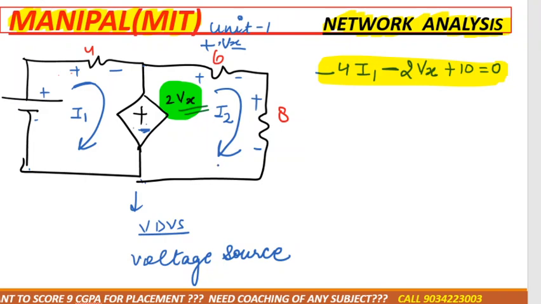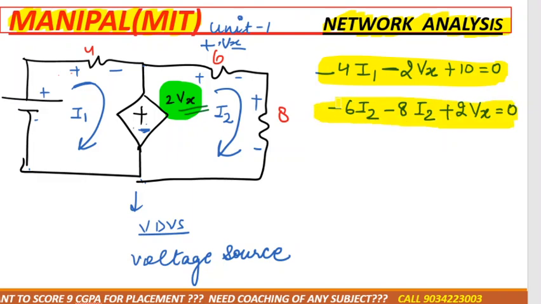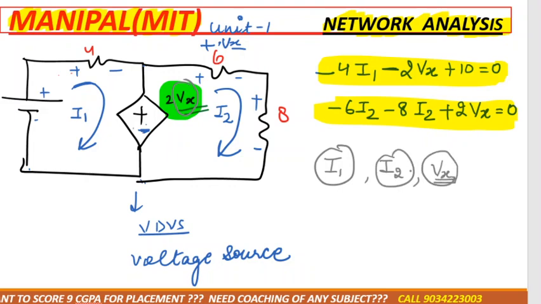Clear? Now the second mesh equation is -6I2 minus 8I2. From here if you see, second sign is positive, right? So it would be plus 2Vx is equal to 0. So this would be your second equation, right? Now due to this Vx we are having another variable, because one of the variables is I1, which we don't know. Another variable is I2, that also we don't know, but another variable we got is Vx. So we need to make three equations, because we'll have three variables. To solve three variables we need to make three equations, right? This is a mathematics rule, correct?